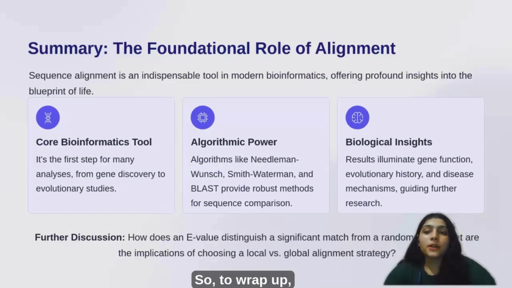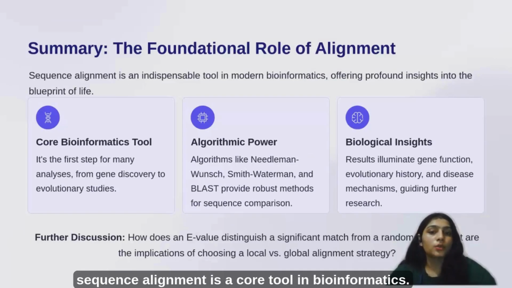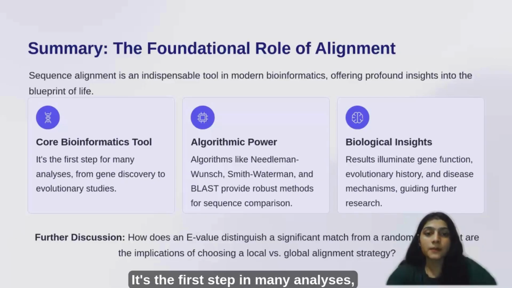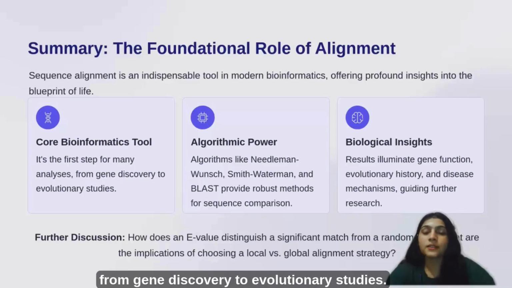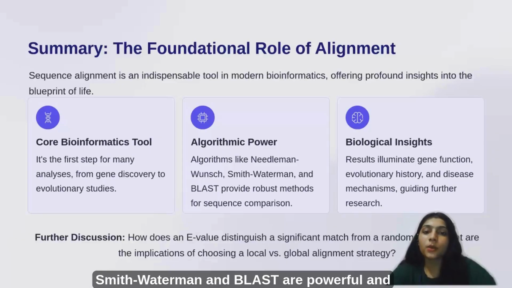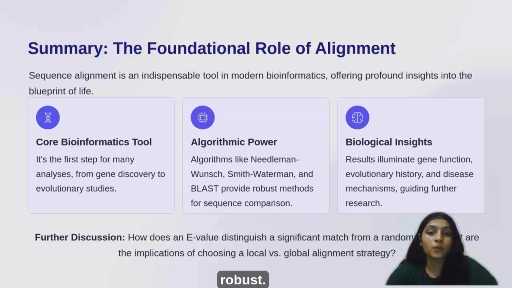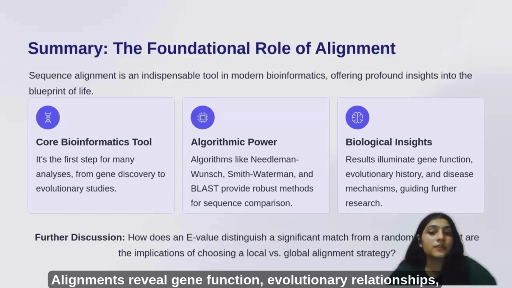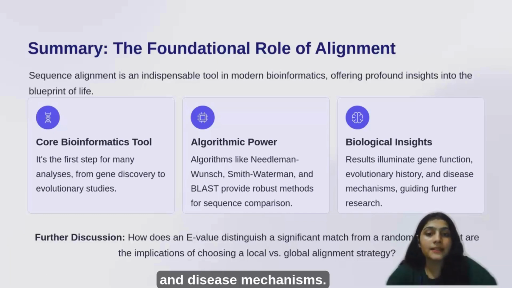So, to wrap up, sequence alignment is a core tool in bioinformatics. It's the first step in many analyses, from gene discovery to evolutionary studies. Algorithms like Needleman-Wunsch, Smith-Waterman and BLAST are powerful and robust. Alignments reveal gene function, evolutionary relationships and disease mechanisms.